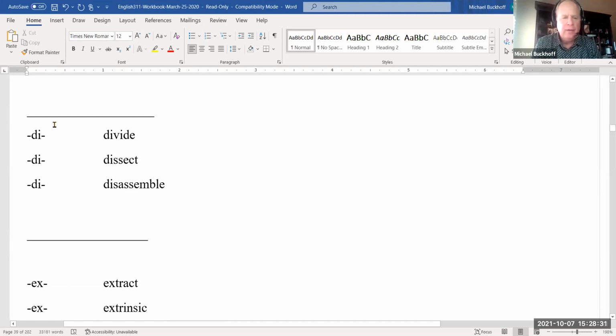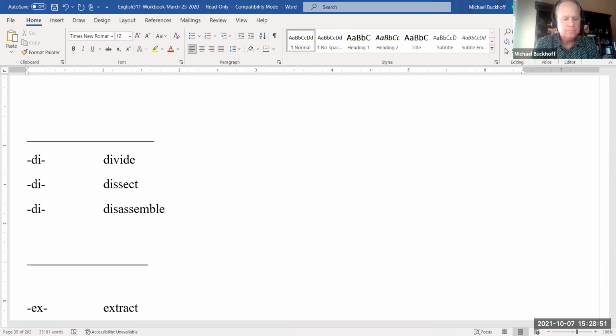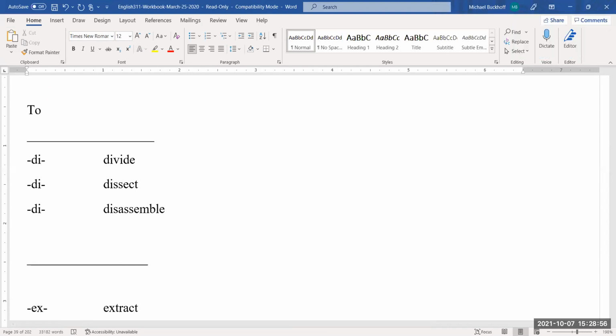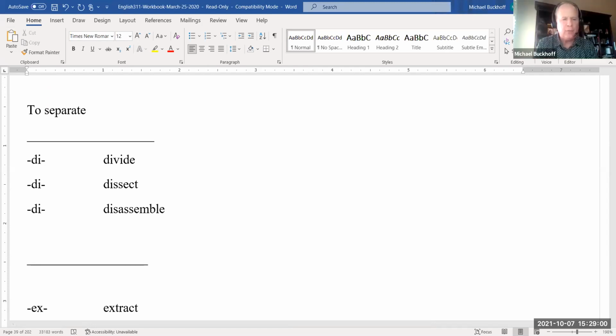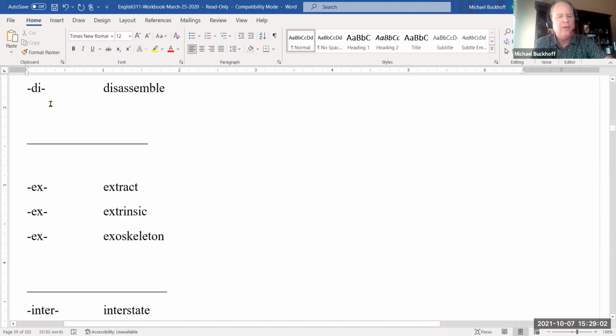Dis. Yeah, I was thinking, don't let the dis fool you, because I think dis is negative, right? But then when I see it here, I'm like, maybe not. So divide, dissect, disassemble. So what does dis mean? What does it do? To what? Separate. Maybe there. That's good. To separate, to take apart, something like that.